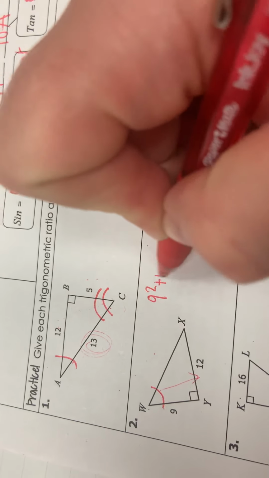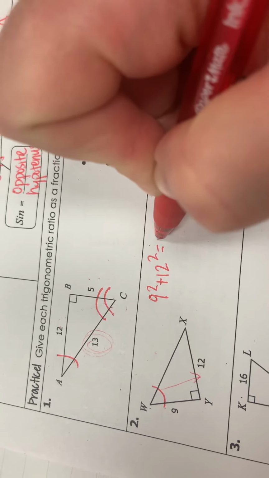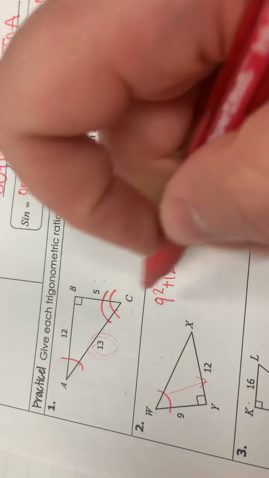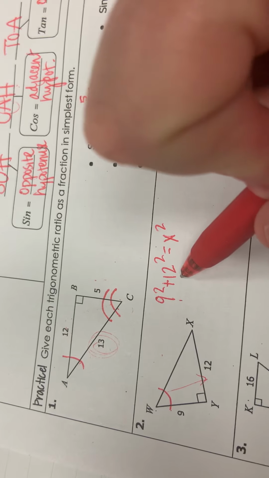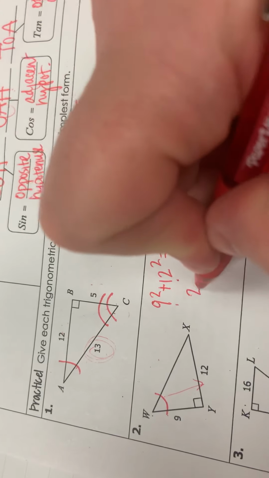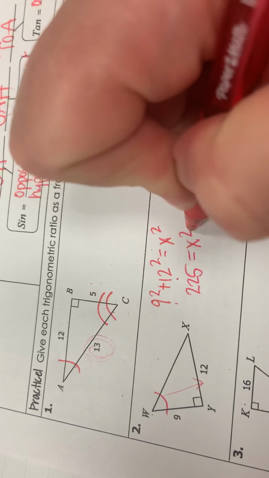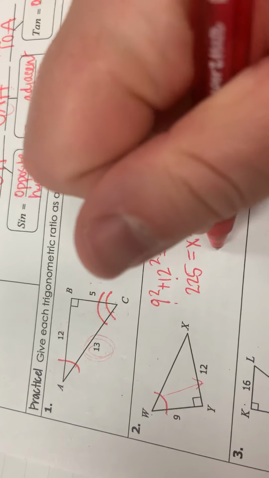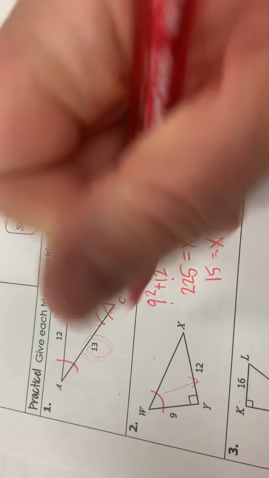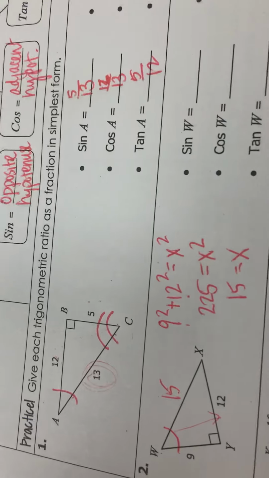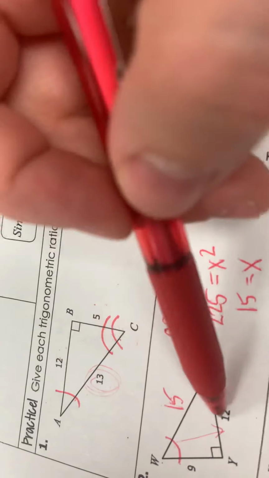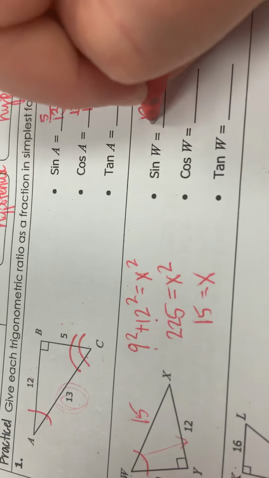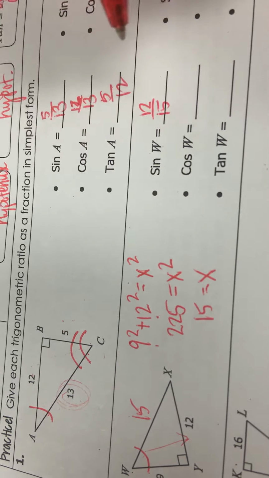So we're going to say 9 squared plus 12 squared equals x squared, because we're not sure what that is. 9 squared is 81. 12 squared is 144. You add them together, you get 225 equals x squared. You take the square root of both sides. X equals 15. So the side is 15. All right, so once you get that, you have opposite, which is 12, over hypotenuse, which is 15.